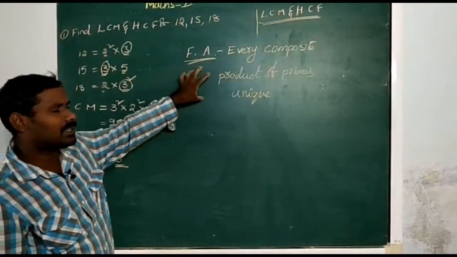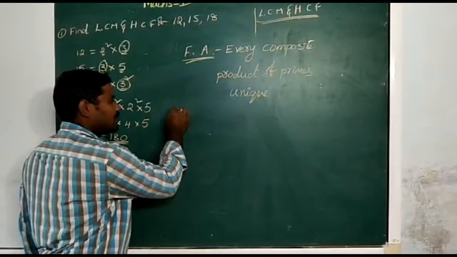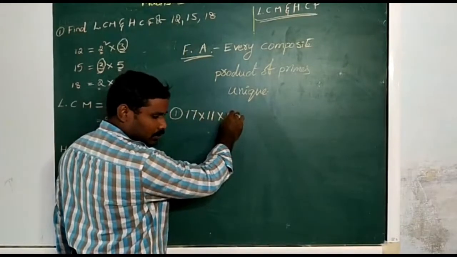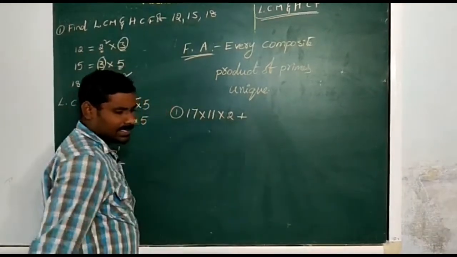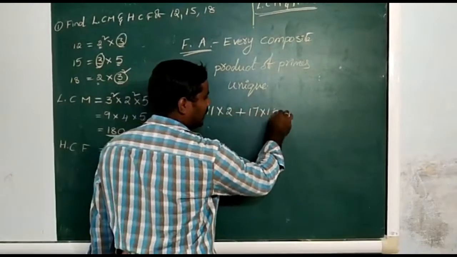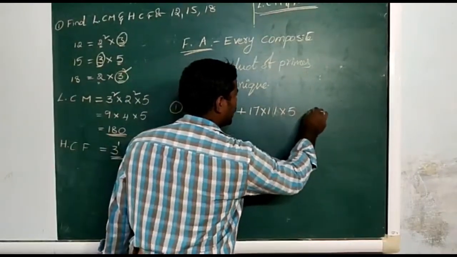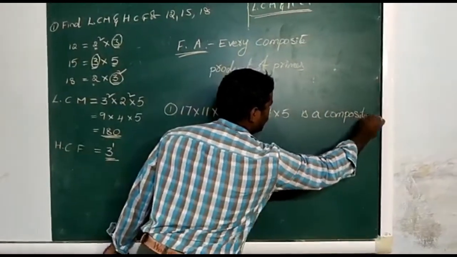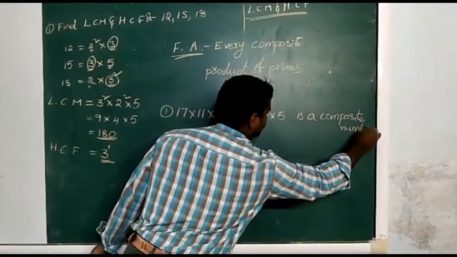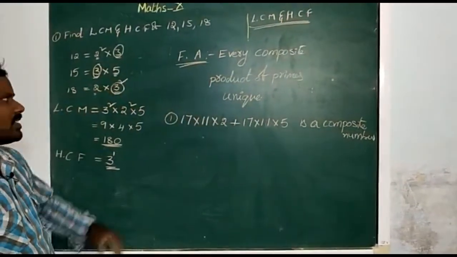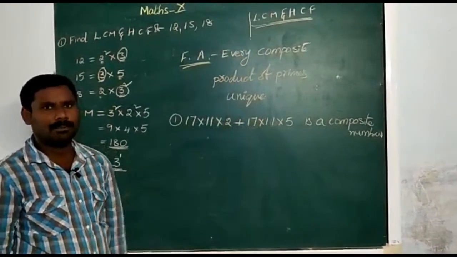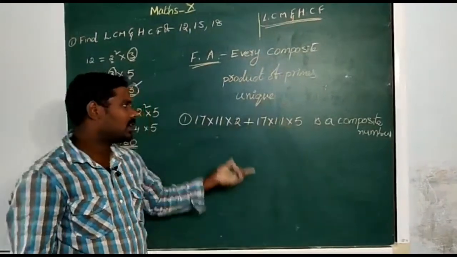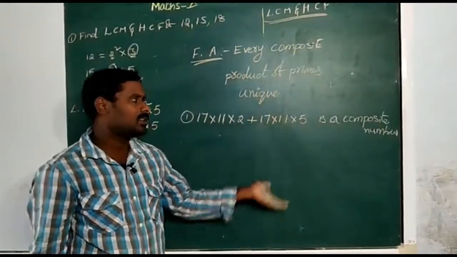By using this fundamental theorem of arithmetic, we can show that 17 into 11 into 2 plus 17 into 11 into 5 is a composite number. What is the fundamental theorem? Every composite number can be expressed as a product of primes. If you can write this number as a product of primes, then it is composite.